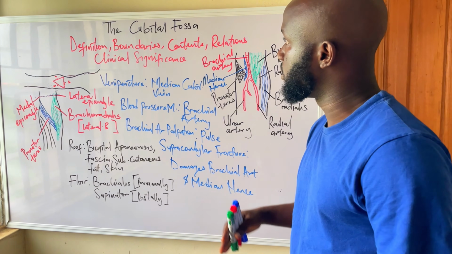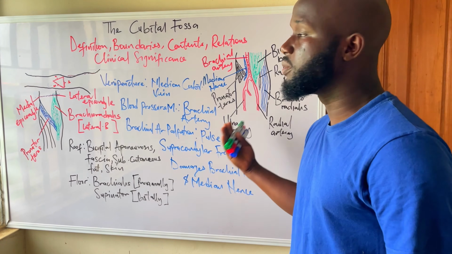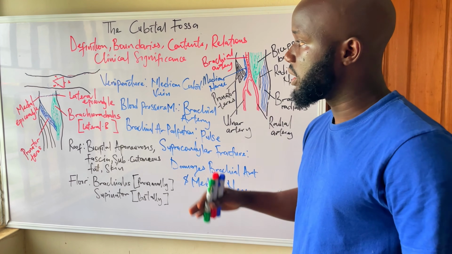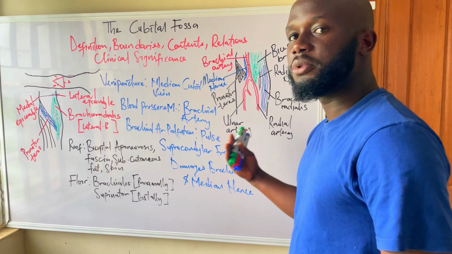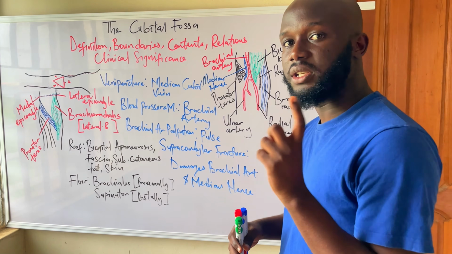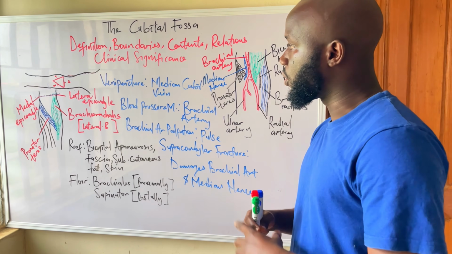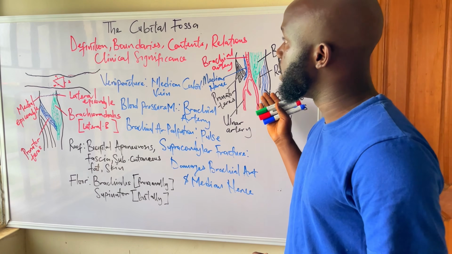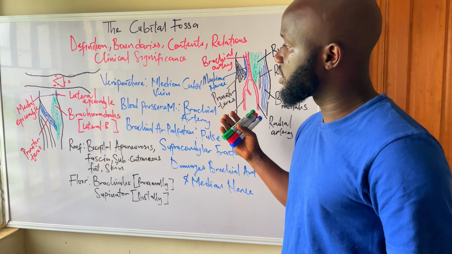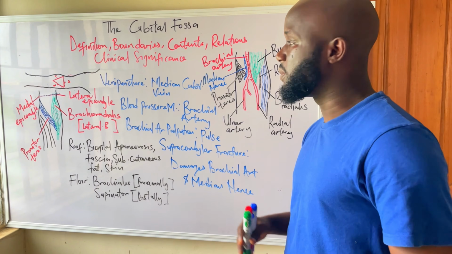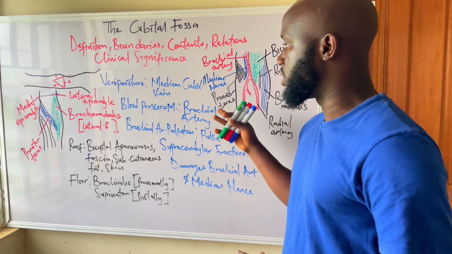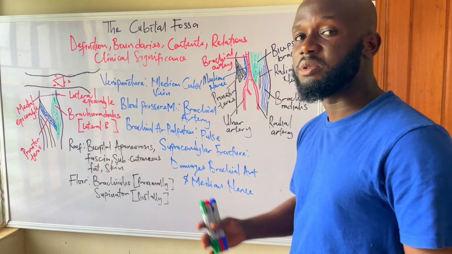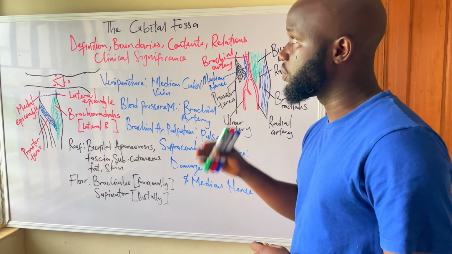Lastly, we're going to be discussing the clinical significance of the cubital fossa. Why is it important to study the cubital fossa? The number one reason is that it's a site for venipuncture. Venipuncture is a clinical procedure where the veins are punctured to get blood or to give IV medications. This is very important because the median cubital vein is located in the cubital fossa. Another clinical significance is that blood pressure measurement is carried out at the cubital fossa due to the presence of the brachial artery. The brachial artery can also be palpated at that junction, which is the cubital fossa.